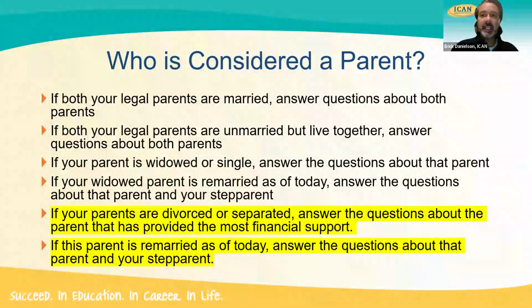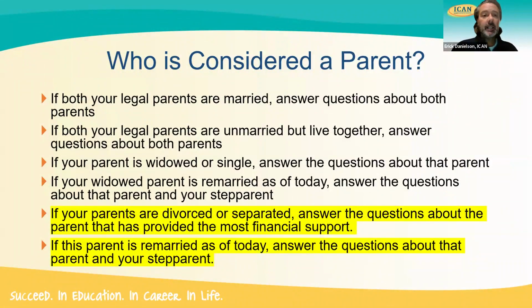So both those parents would need to get studentaid.gov accounts to be able to complete their sections of the FAFSA form. In that way, there would need to be the student and both parents. So really 3 different sections, people logging in to complete their part to do the total FAFSA form for that student. If a parent is widowed or single, we're only going to answer questions about that parent.